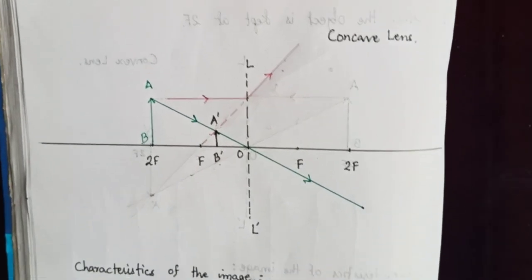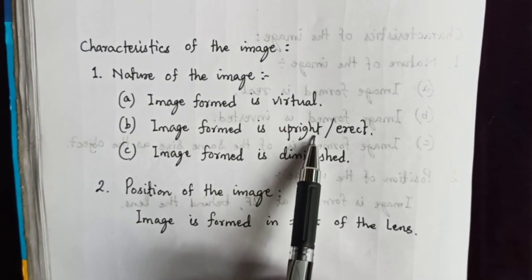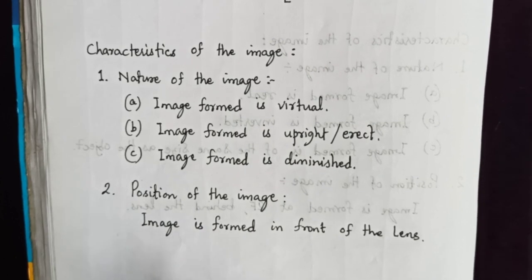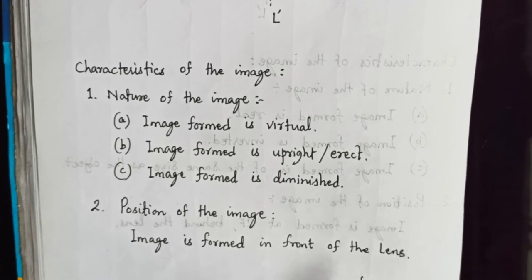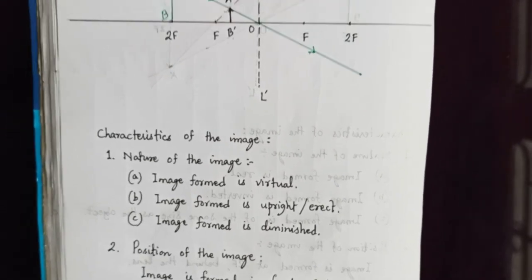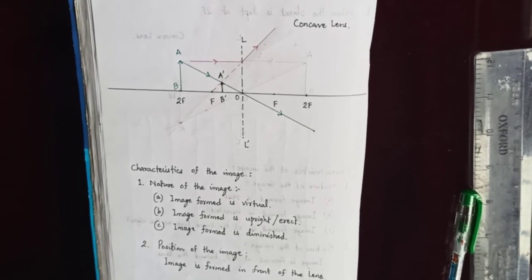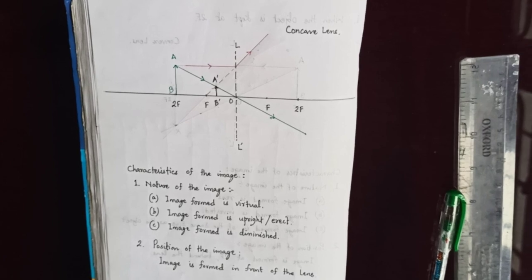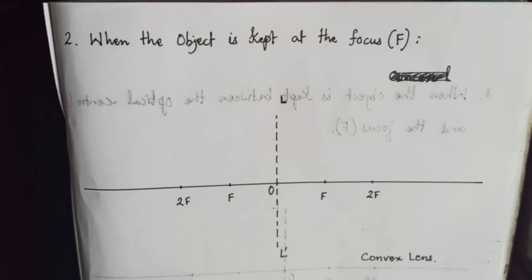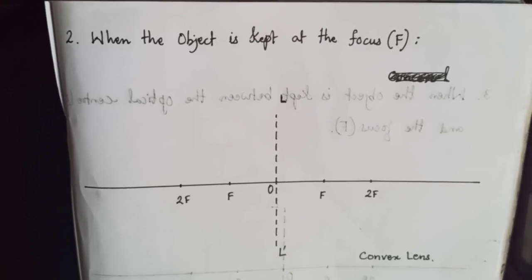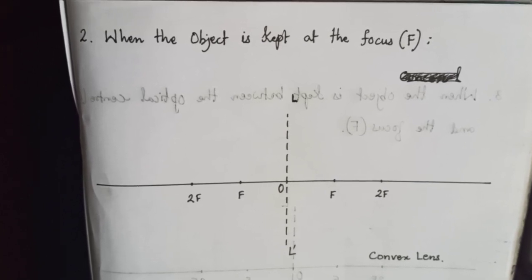Let's see its characteristics now. The image formed is virtual, the image formed is upright or erect, and the image formed is diminished. And if you see the position, the image is formed in front of the lens. So for a concave lens, I'll be showing only one diagram, because wherever you keep the object in case of a concave lens, the image formed will have the same characteristics. In another example, we have taken a convex lens, and here we are keeping the object at the focus.